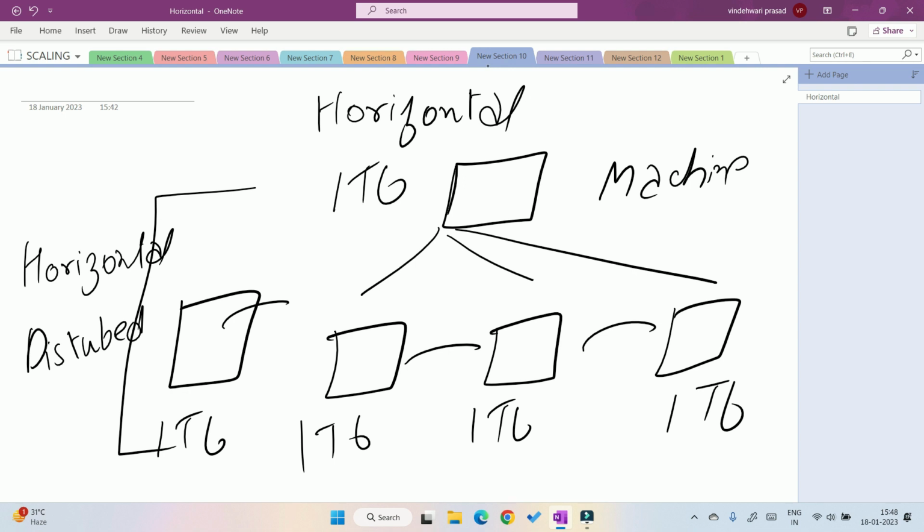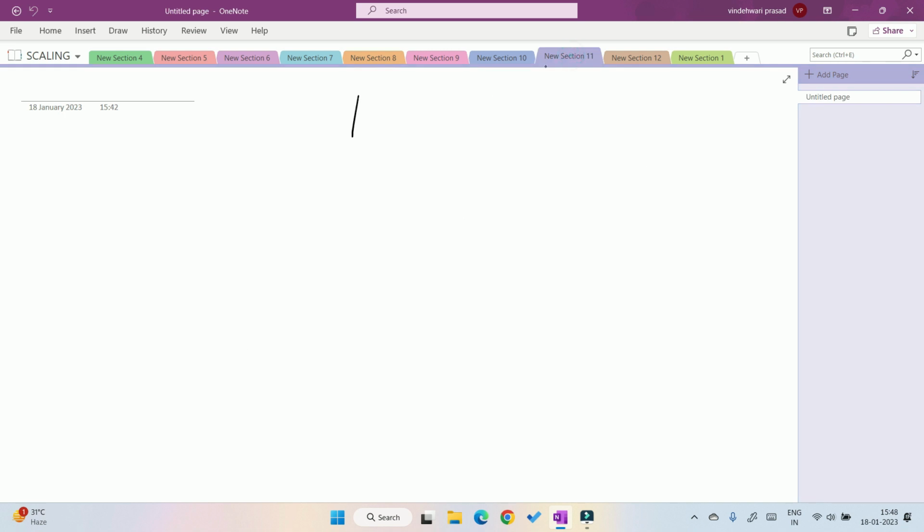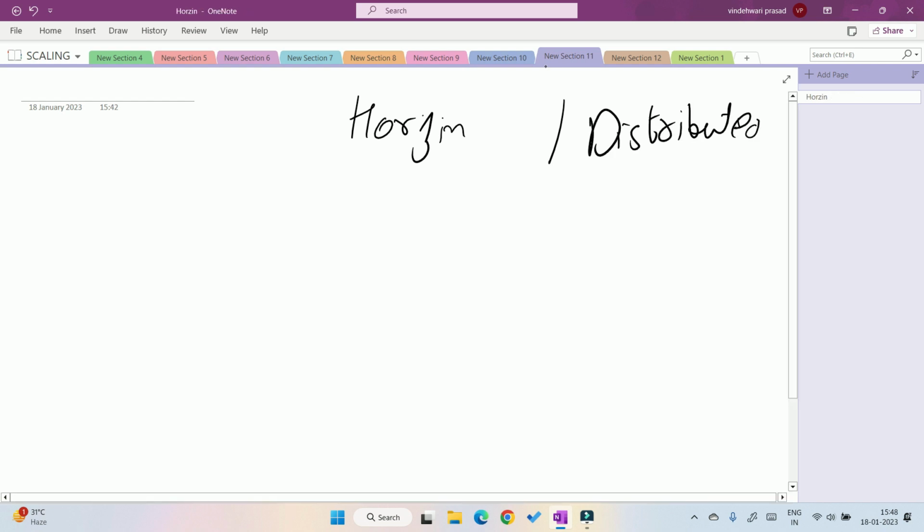So now you get confused. What is the difference between horizontal scaling and a distributed system? Because in a distributed system we also use the same technique. We also buy lots of systems and connect them, but there is a very big difference here.